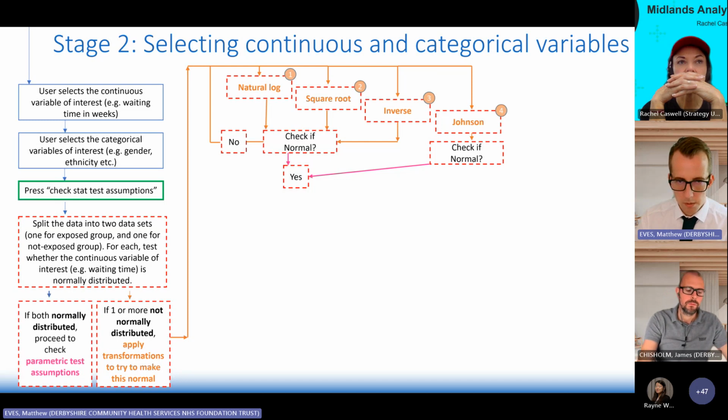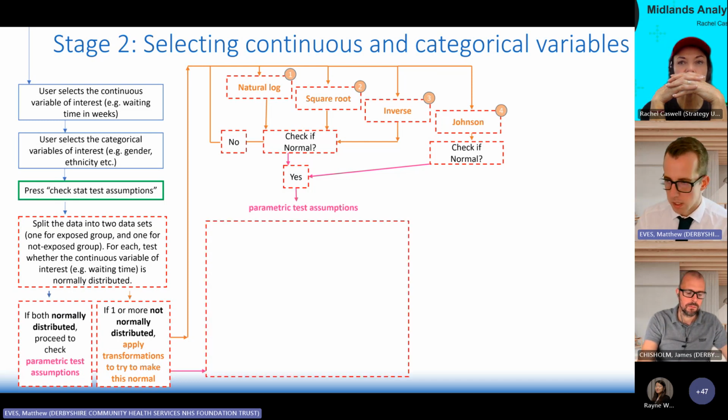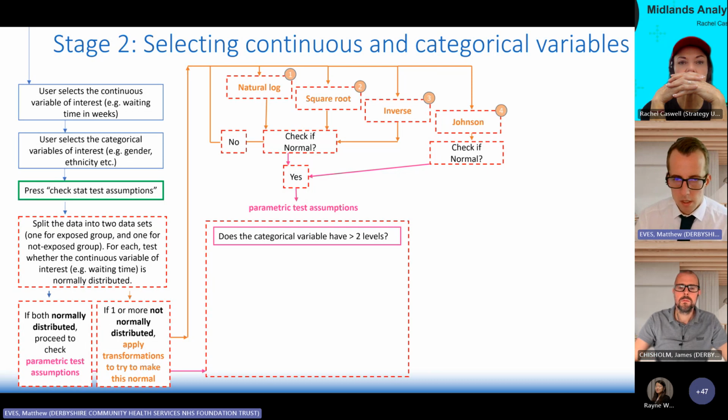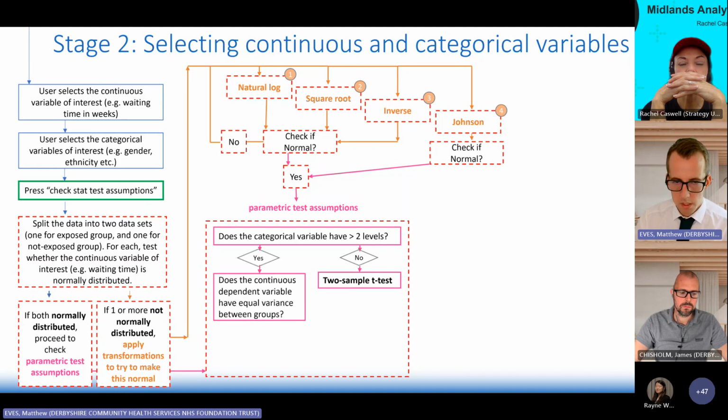Or if it was normally distributed to begin with, then the parametric test assumptions are checked. The first of these in the program at the minute is, does the categorical variable have more than two levels? If it doesn't, then a two-sample t-test is run. If it does, a subsequent check is, is there equal variance? If there isn't, then a one-way Welch ANOVA is run. And if there is, then a one-way ANOVA is run.